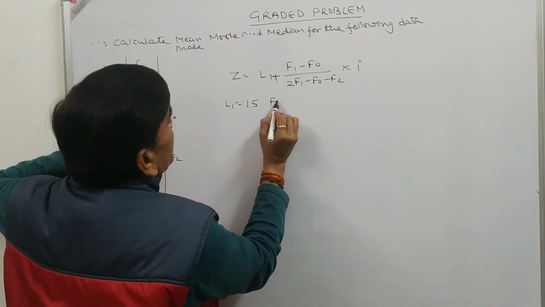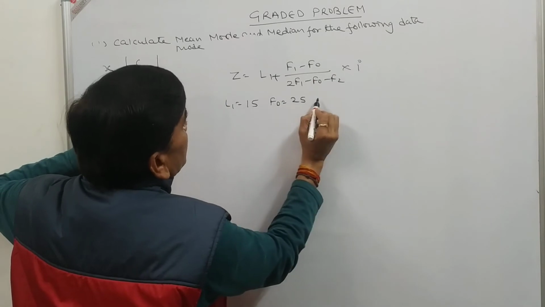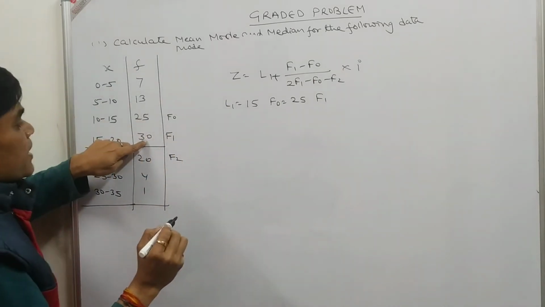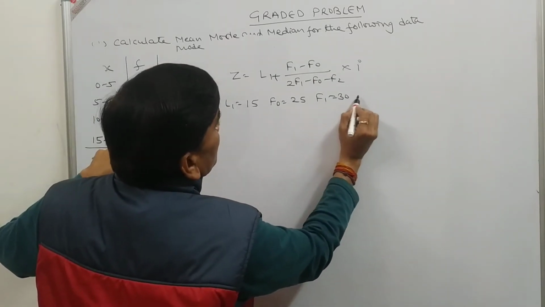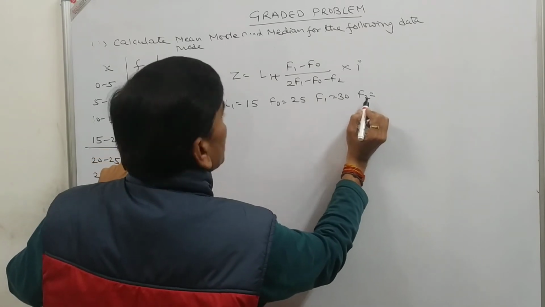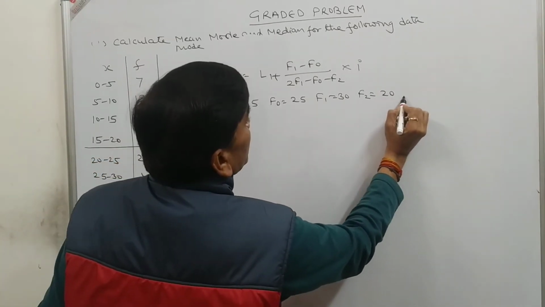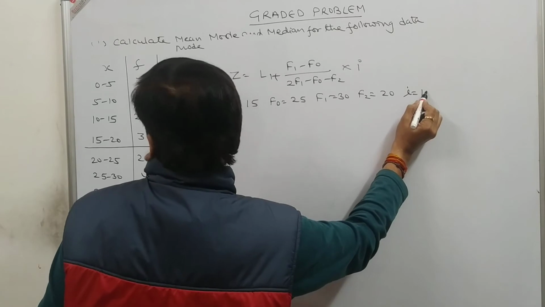F0 is the pre-frequency of mode, that is 25. F1 is the frequency of mode, that is 30. F2 is the post frequency of the modal value, that is 20. And class interval I is equal to 5.